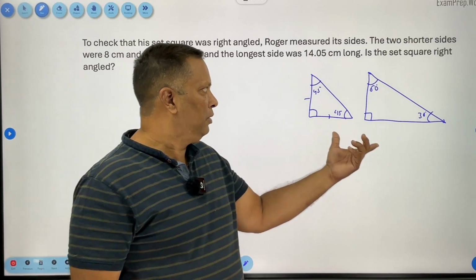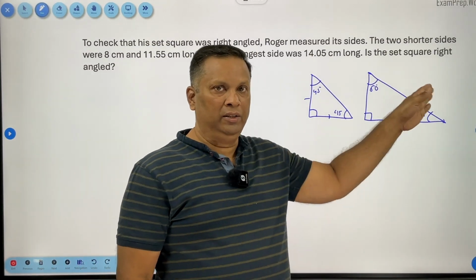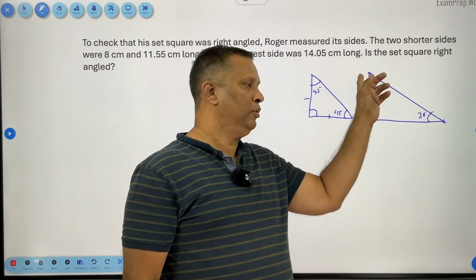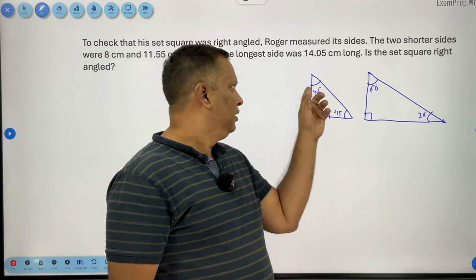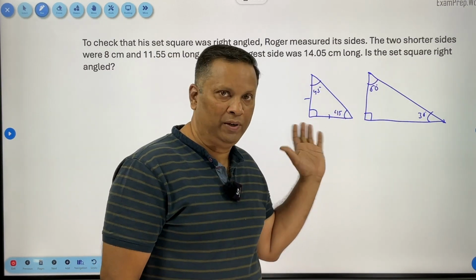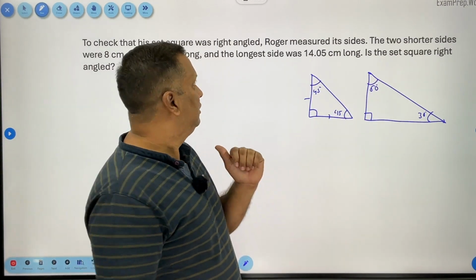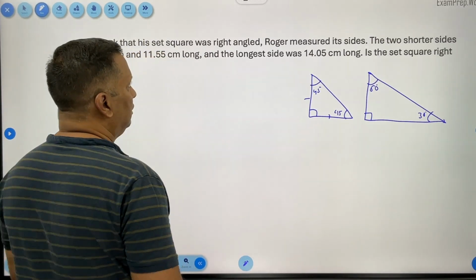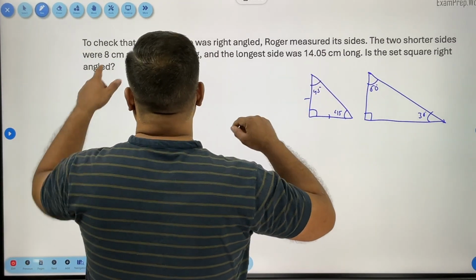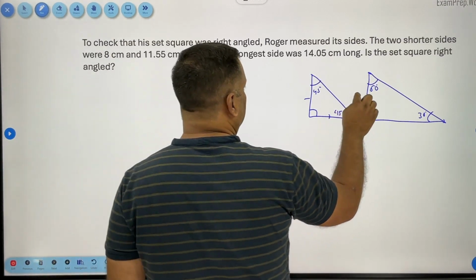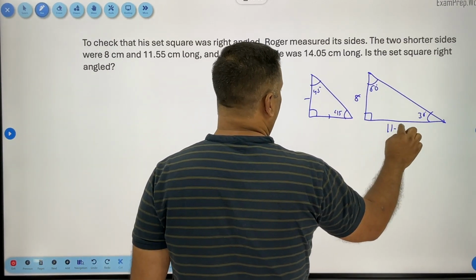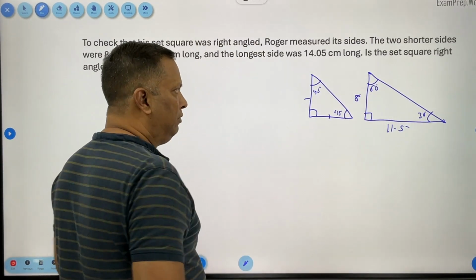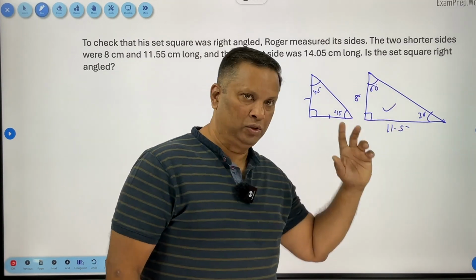Suppose you have to create a 30-degree angle, take this longer set square, 30. The opposite side will be 60. Here, both are equal, that's why this is 45, 45, 90. Now, in our case, Roger measured the sides. The two shorter sides were 8 and 11.5. Two sides are unequal, so I am using the longer set square.